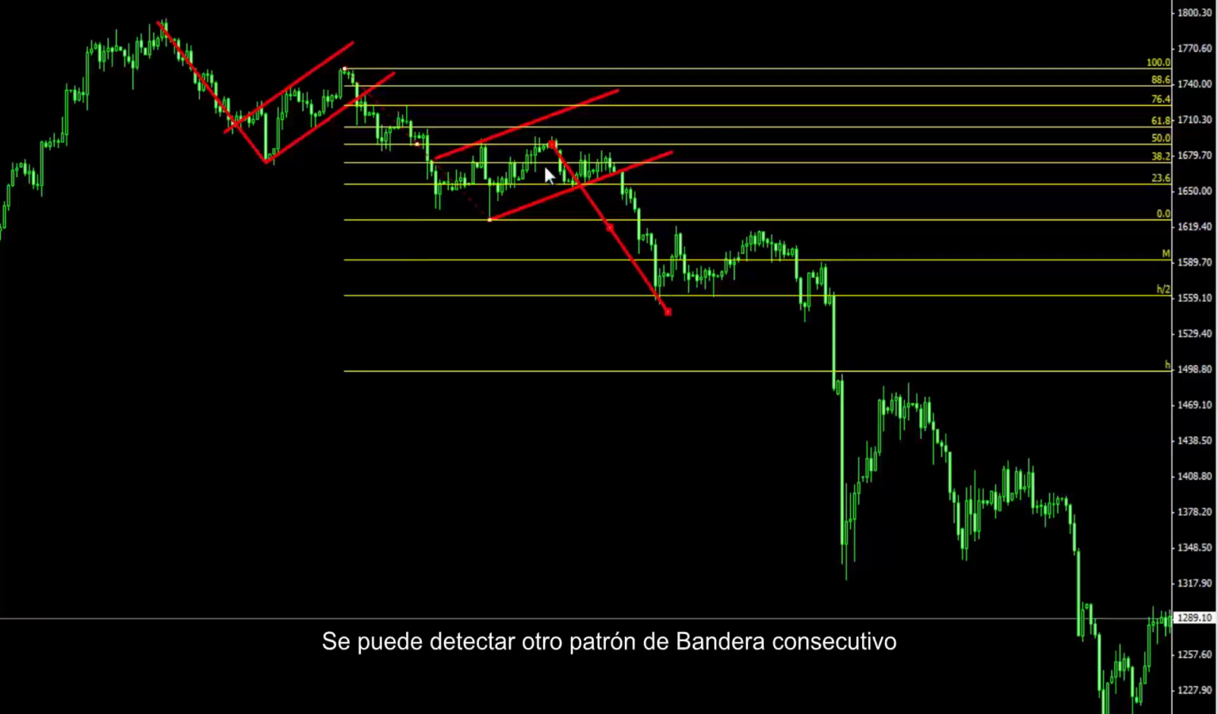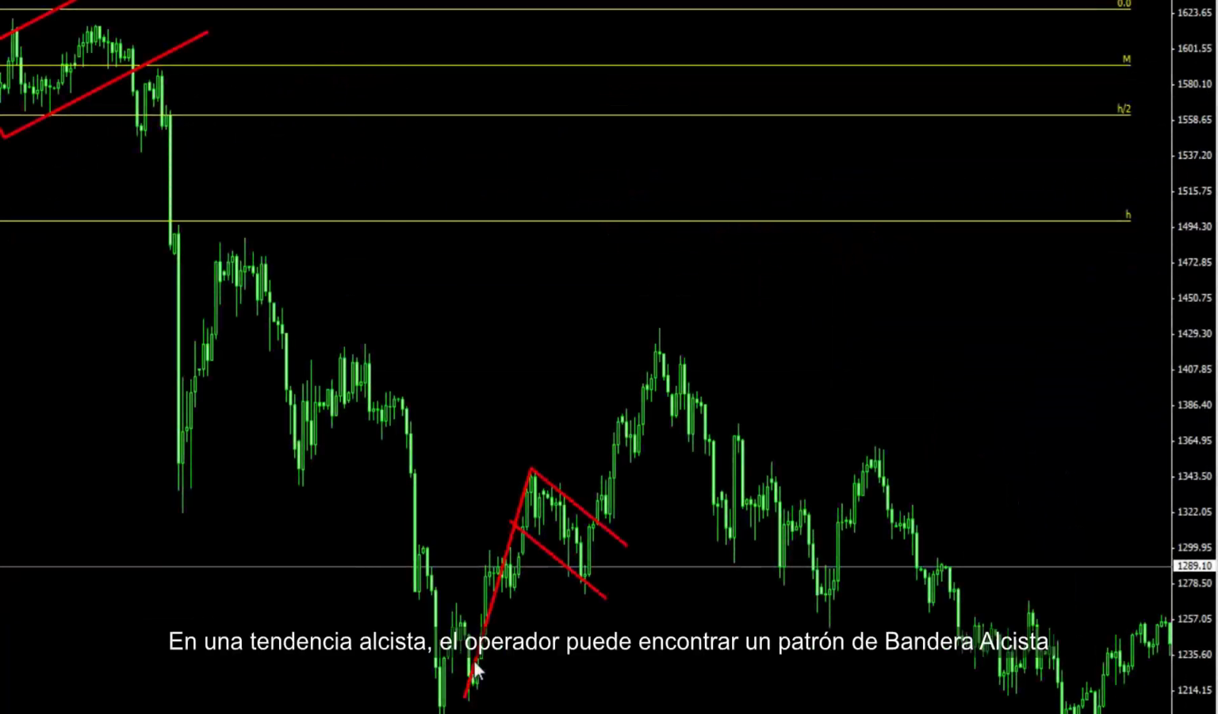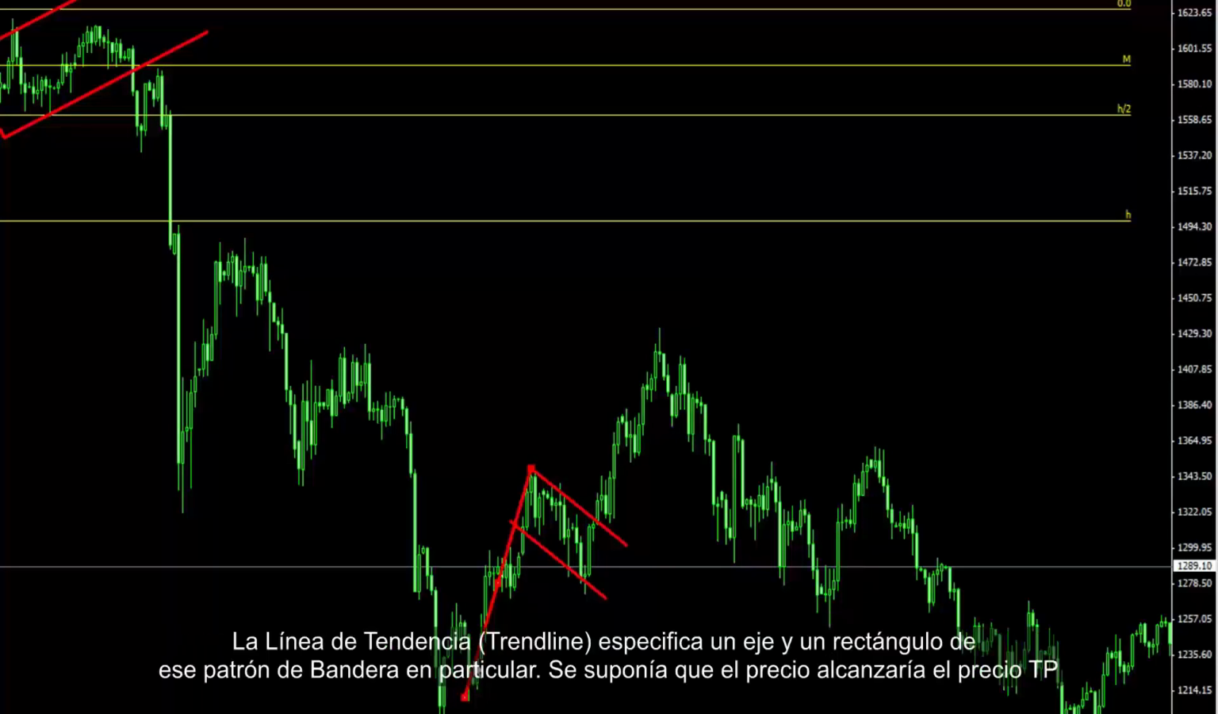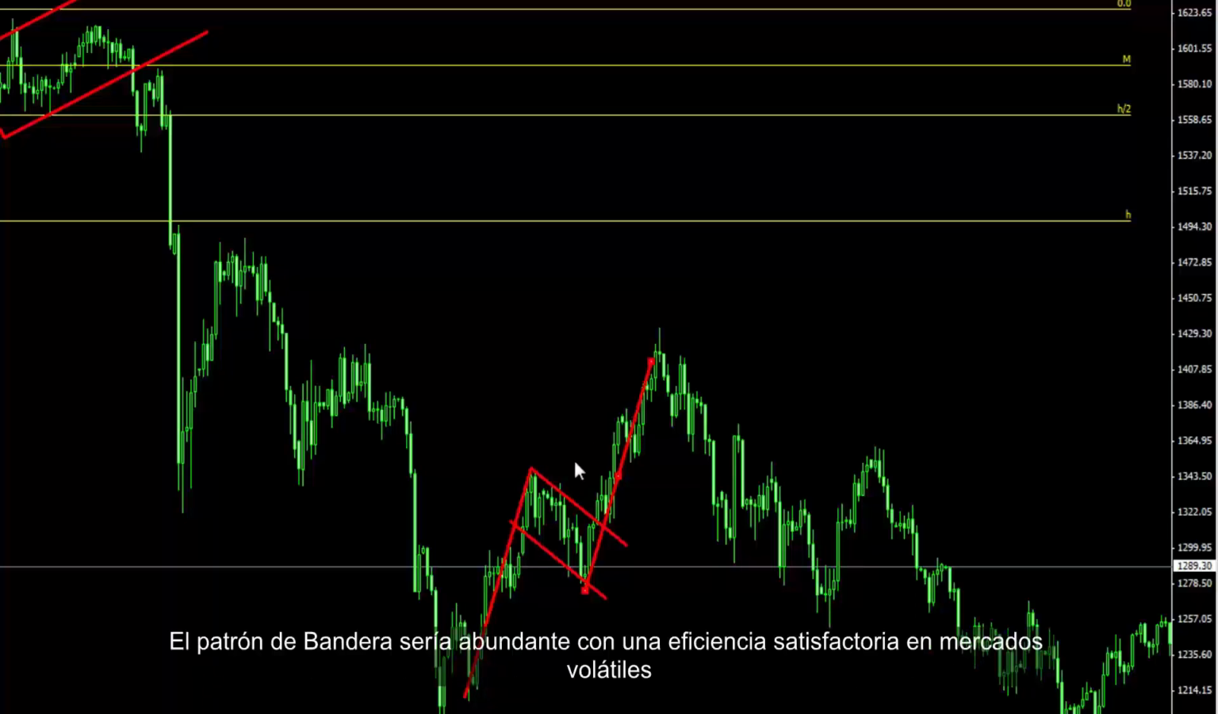Another consecutive flag pattern can be detected. On an upward trend, a trader can find a bullish flag pattern. The trend line specifies a shaft and a rectangle of the given flag pattern. It was assumed that price would reach TP price. It would be more appropriate to consider TP price by placing the h trend line on the last valley rather than the breakout point. A flag pattern would be abundant with satisfactory efficiency in volatile markets.